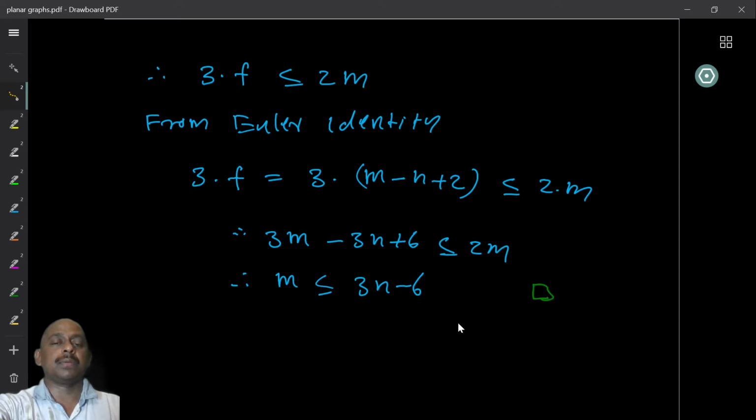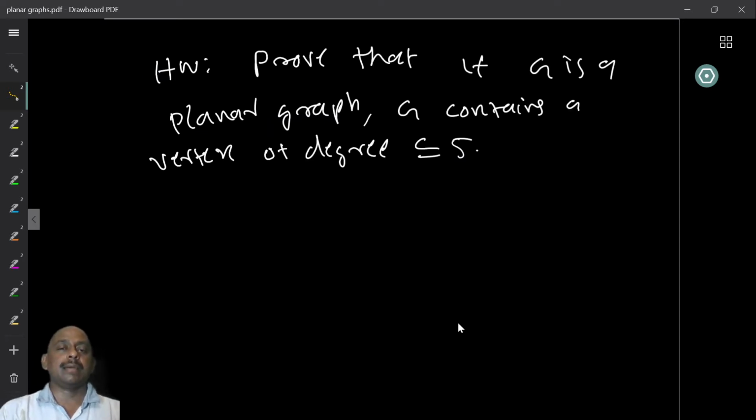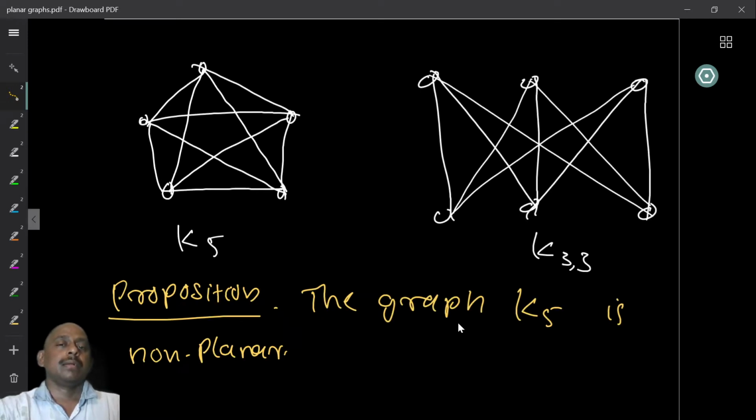So this can be used to prove some interesting results. Here is a homework: prove that if G is a planar graph, then G contains a vertex of degree less than or equal to 5. Think of this and try to come up with that. Now we have the tool to prove that the graph K5 is not planar.